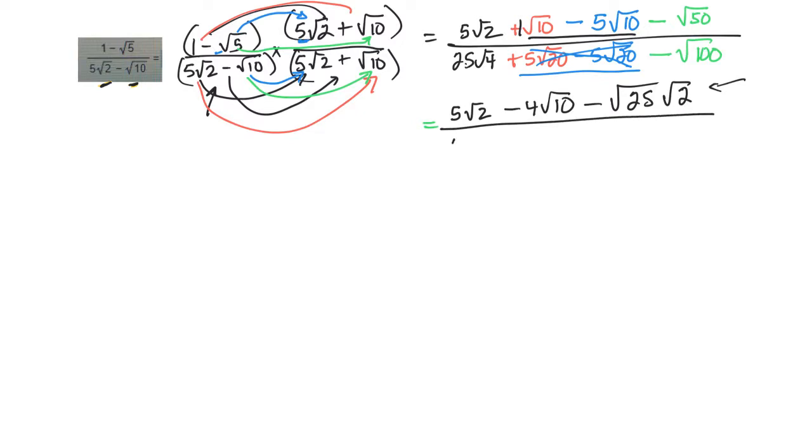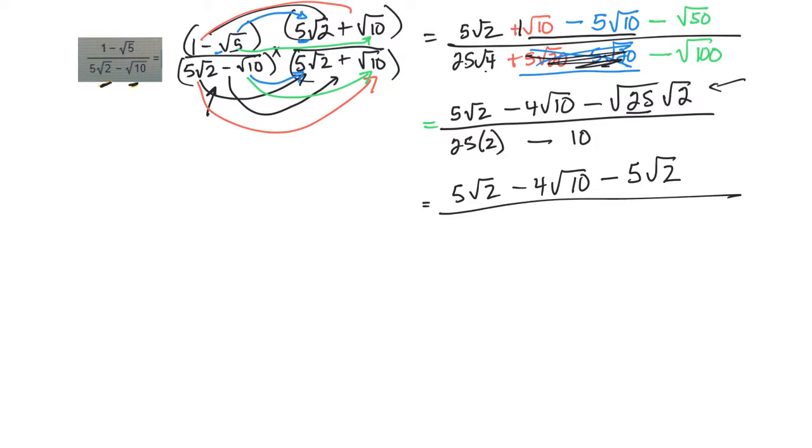So 25 and root 4 is just plain 2. So that'd be 25 times 2. This stuff is gone. Minus the square root of 100 is just 10. Okay, more simplifying. So the top would be 5 root 2 minus 4 root 10. And then the square root of 25 is 5, so minus 5 root 2. Over 25 times 2 is 50 minus 10. I think I can still keep going.